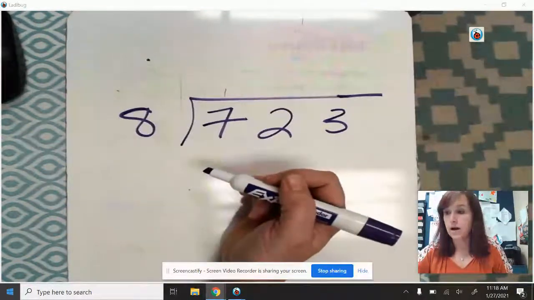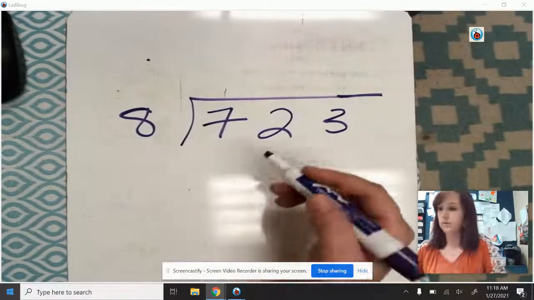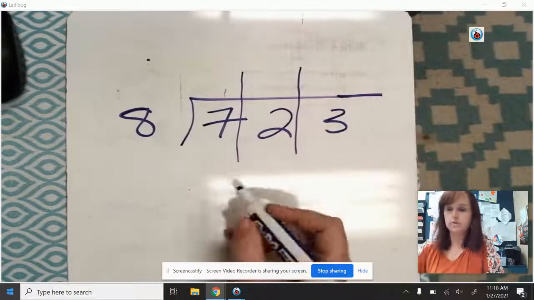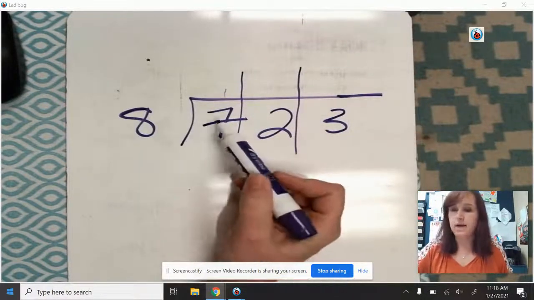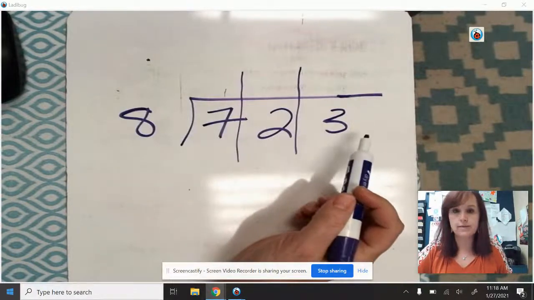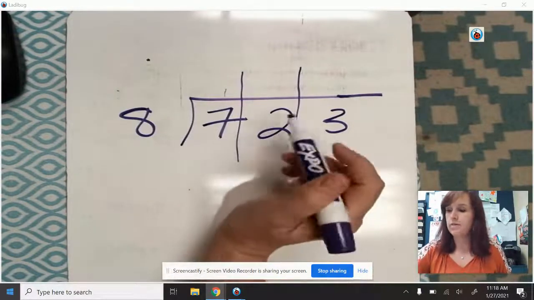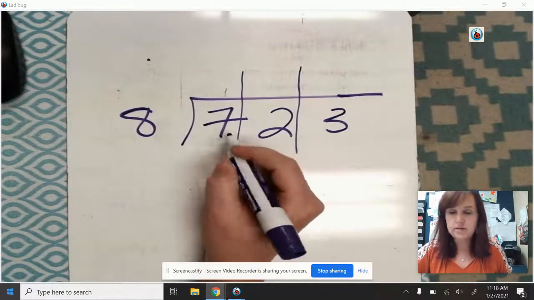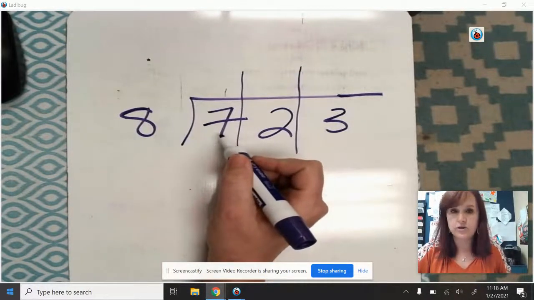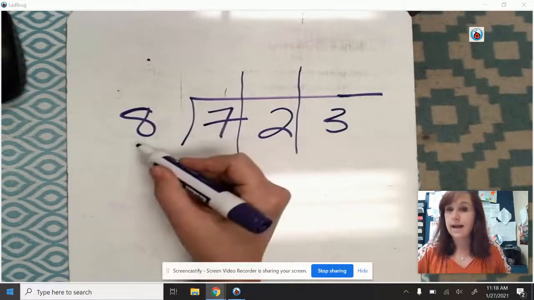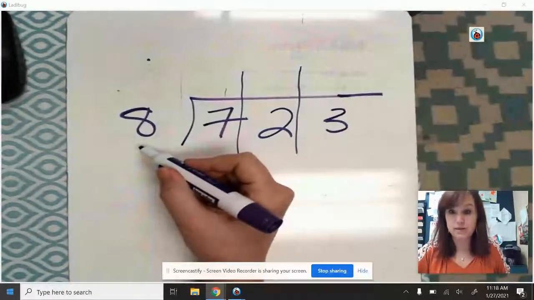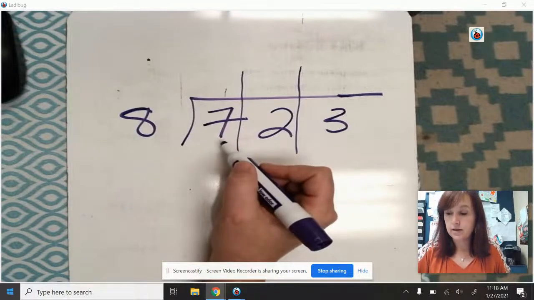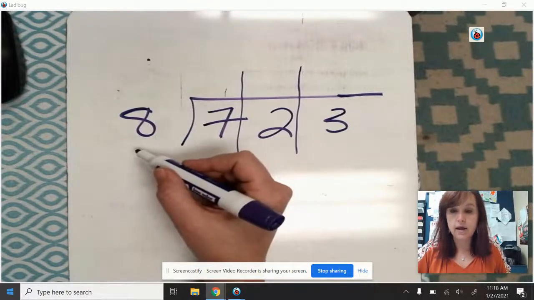All right, so what I always do is I'm going to draw some columns through my place values so that I have a hundreds, a tens, and a ones column. Okay, first up, I've got 7 hundreds. So think of it like I have $700 bills. And I've got 8 people that I'm going to split this with. So do I have enough $100 bills to give one to all 8 people?